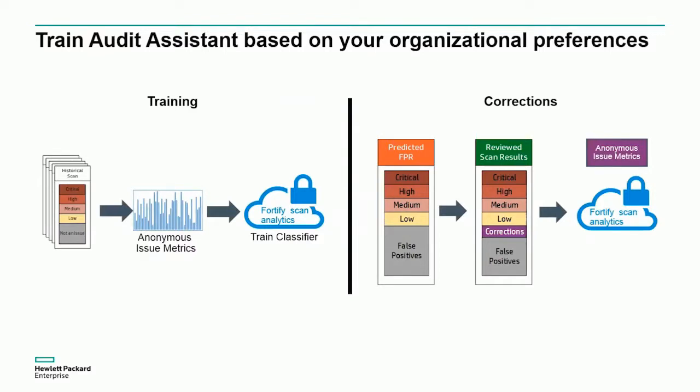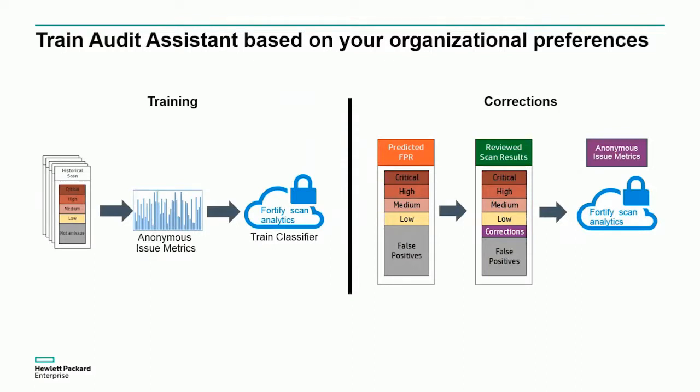First, you're able to train up a baseline using your own historical scan results. That is, scan results that have already received a human audit. They can be parsed into anonymous issue metrics and submitted as training data. That training data is then used to build a classifier where predictions are then made.